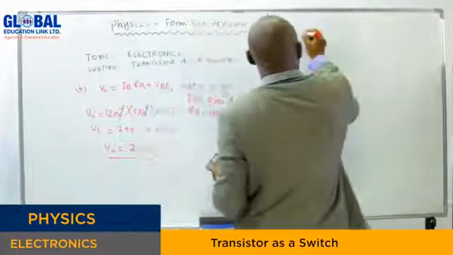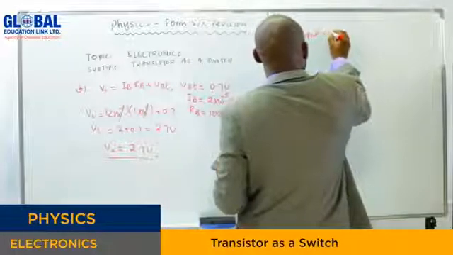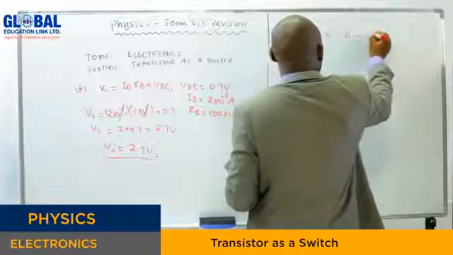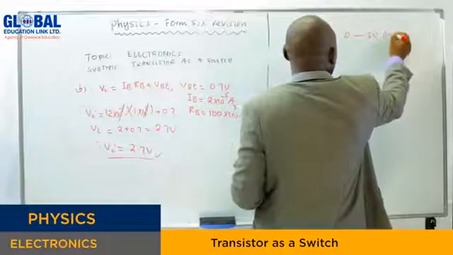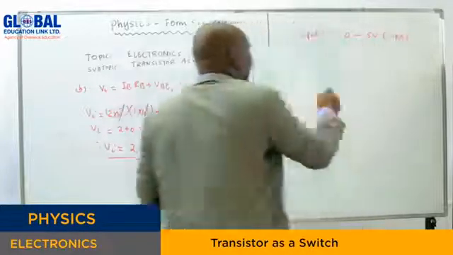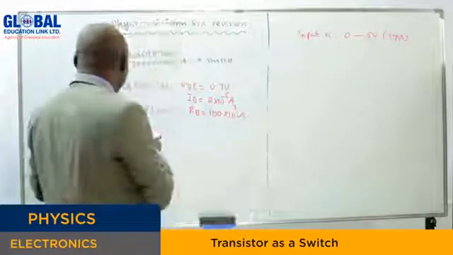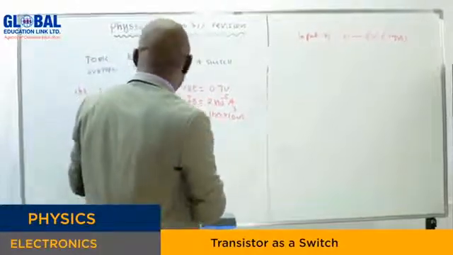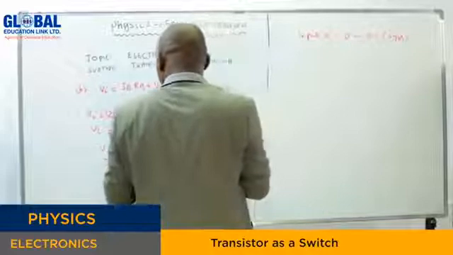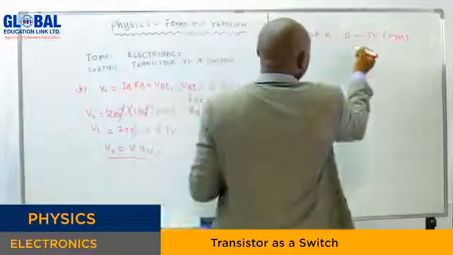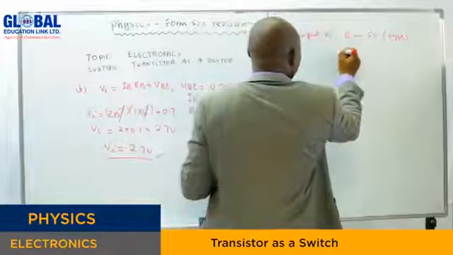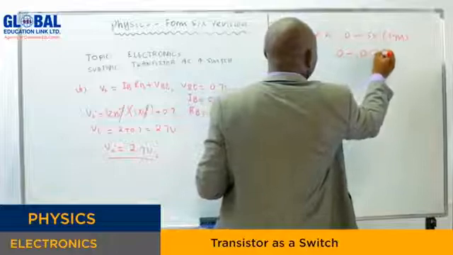The input voltage varies from 0 to 5 volts. This is where the maximum supply voltage is. We never go beyond that. And we have seen that the minimum, when the VBE was 0.7, so from 0 to 0.7 volts.